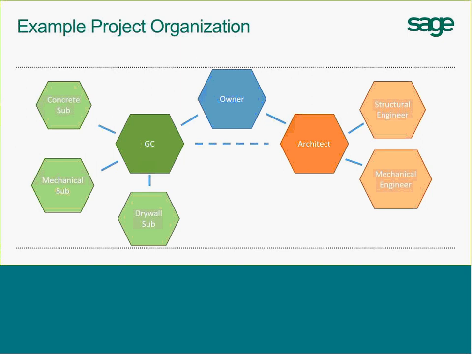I like to think about what is an example project organization for a typical project that we're going to see within Project Center. So at the top of the heap here, you have an owner who has a separate contract with your general contractor and your architect. Then with the general contractor, they're going to have subcontractors working on the project. Maybe they're doing some self-perform as well. And the architect is going to have sub-consultants underneath them, your structural engineer, mechanical, civil engineer. Maybe you have some permitting bodies in as well.